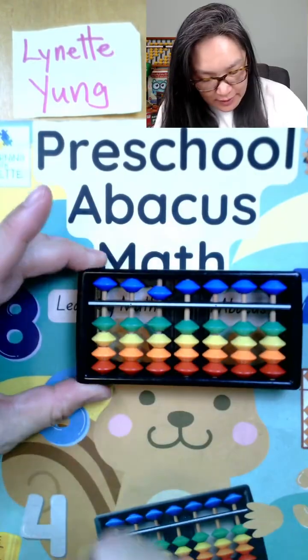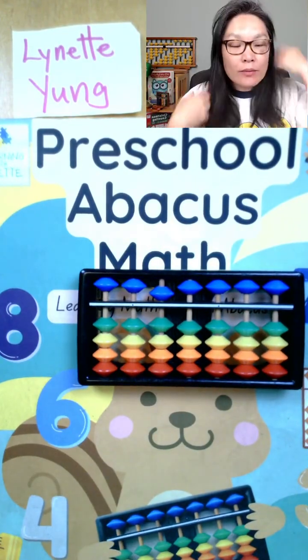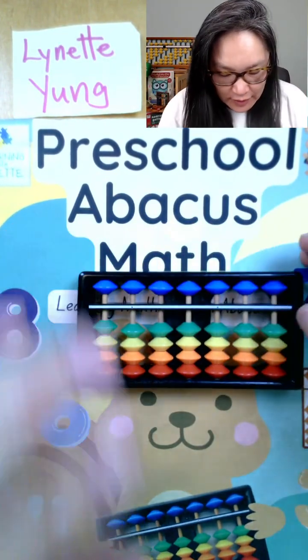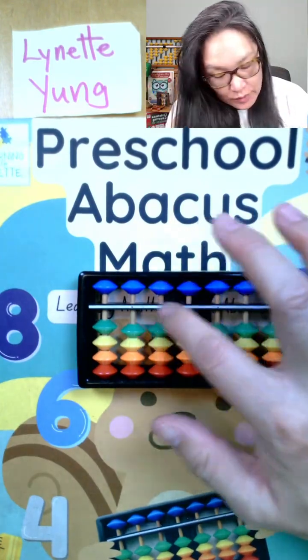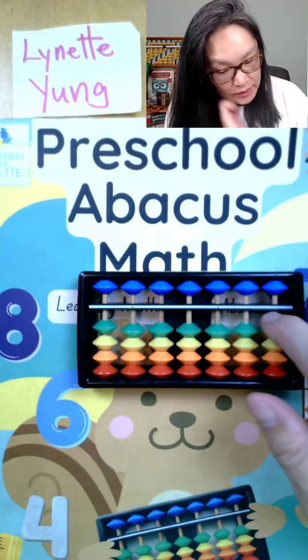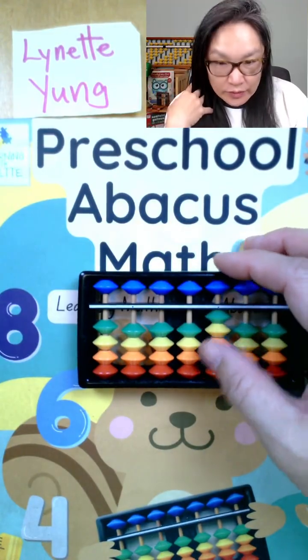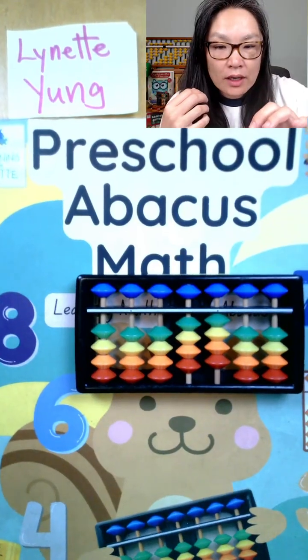We're going to be talking about the abacus. I'm trying to figure out how to introduce the abacus. When I introduce the abacus, we're counting on the beads. And since we're counting on the beads, we're going to be doing 1, 2, 3, 4.